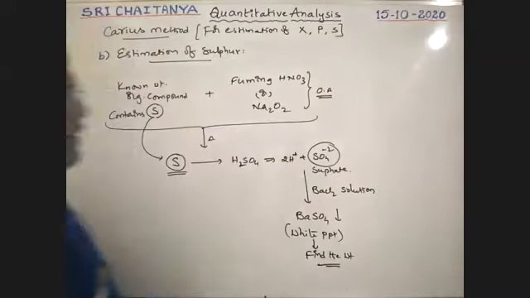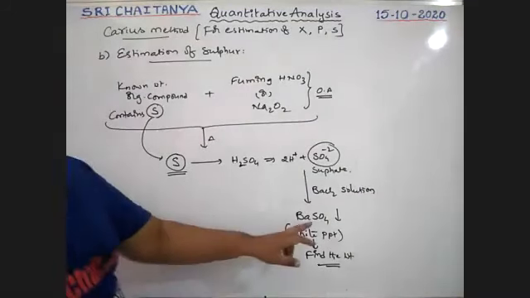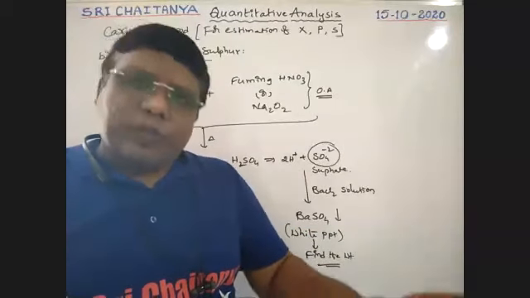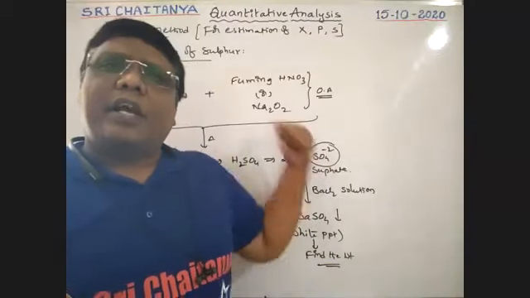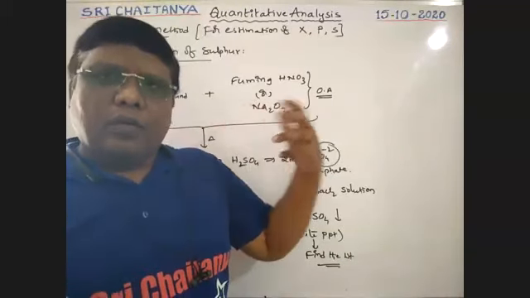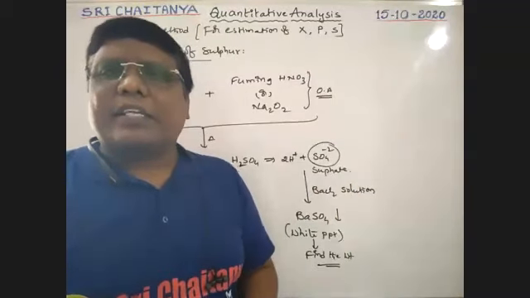So we know the weight of barium sulfate formed. We can calculate it, boys. Finally, we have the weight of barium sulfate and the weight of organic compound. By using a similar formula, just like that for halogens, we can calculate the percentage of sulfur, boys.